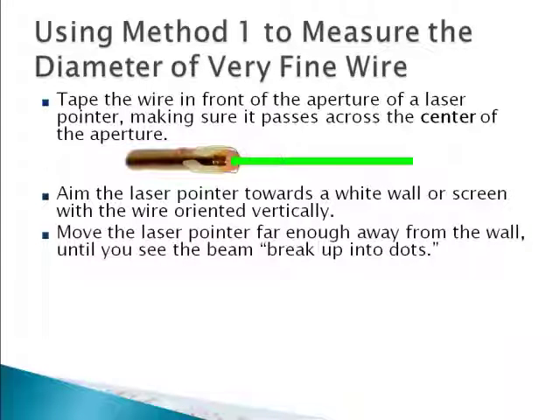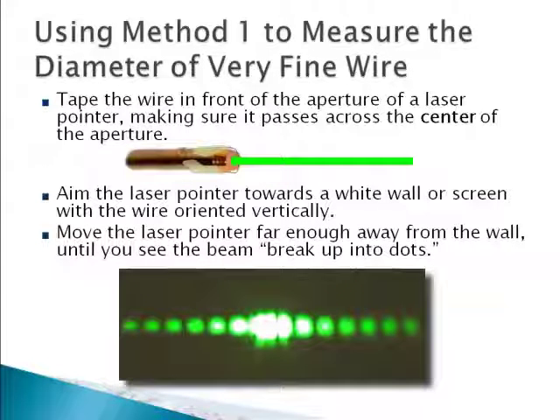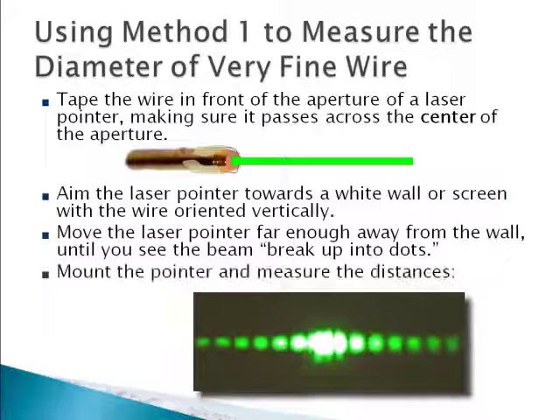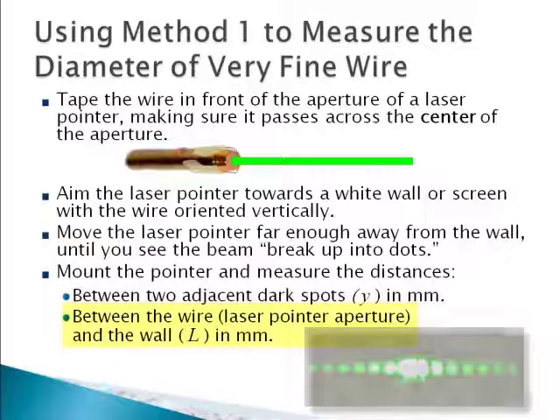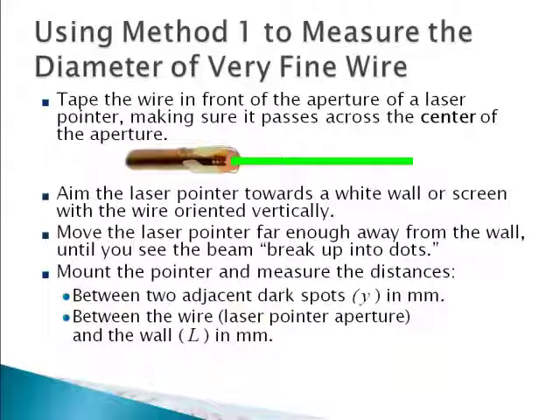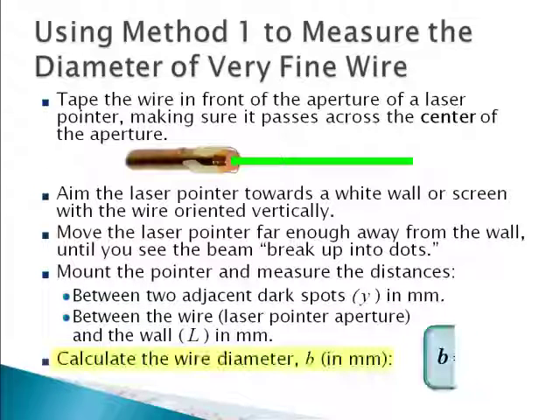Once you have your laser pointer set and aimed towards the screen, you need to move far enough so you will see the interference fringes on the wall. Once we have the fringes on the screen, we'll be able to measure the parameters that we'll need to use in our calculation later on: the distance between two dark spots, the distance between the laser pointer aperture and the screen, and we'll be able to calculate the diameter of the wire provided we know the wavelength of the laser pointer.